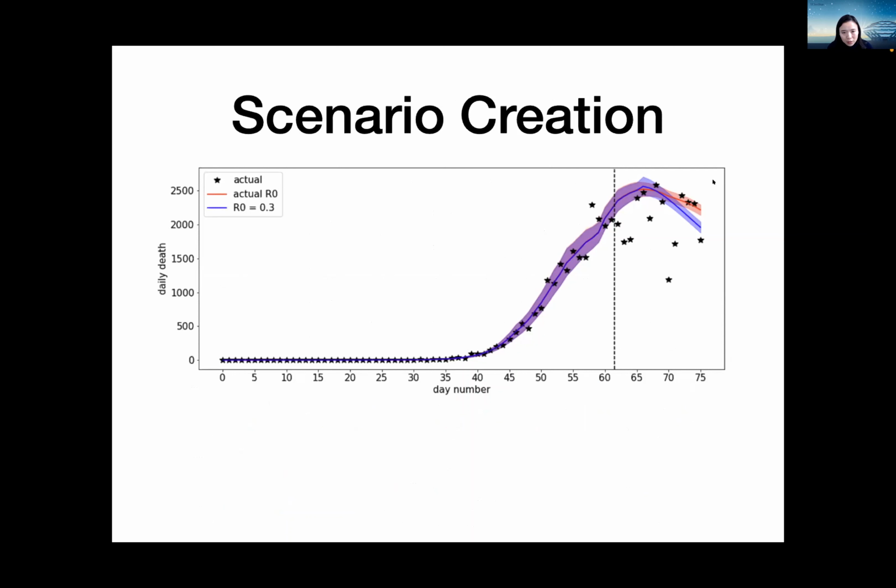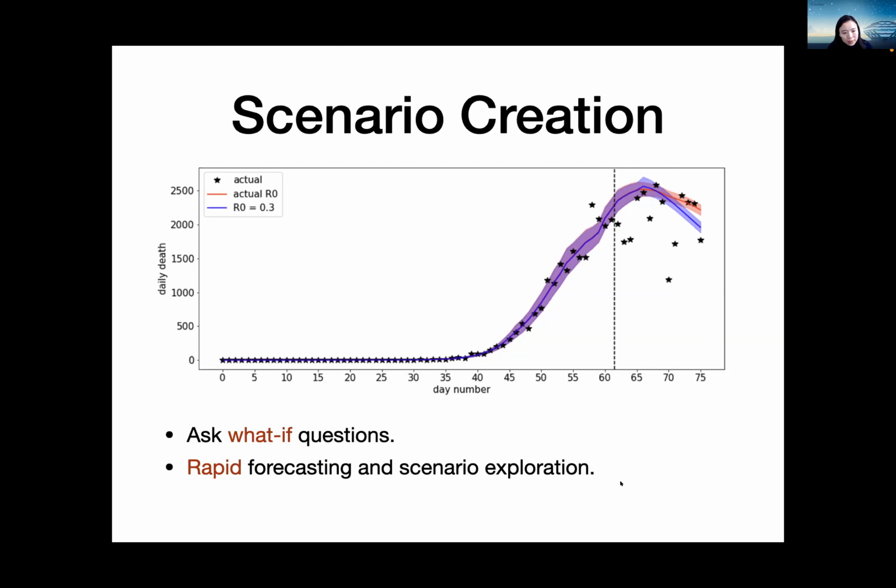So the characteristics of virus will change. Then naturally we would ask the question of what if. So what if we have a different virus? What if we have a different policy, right? What if we have different masking or vaccination strategies? So this is a problem of scenario creation. So what we want is to have rapid scenario creation, right?